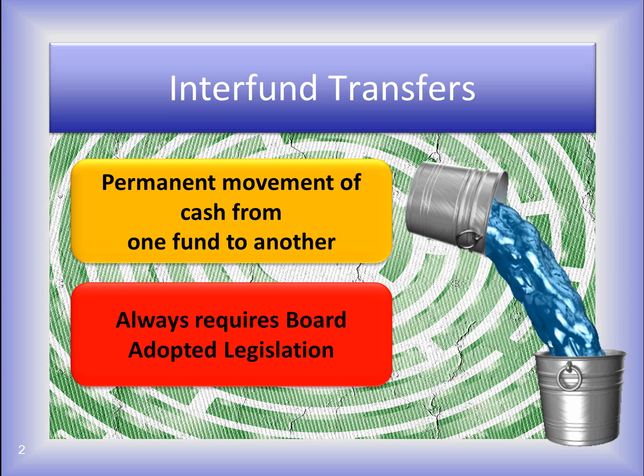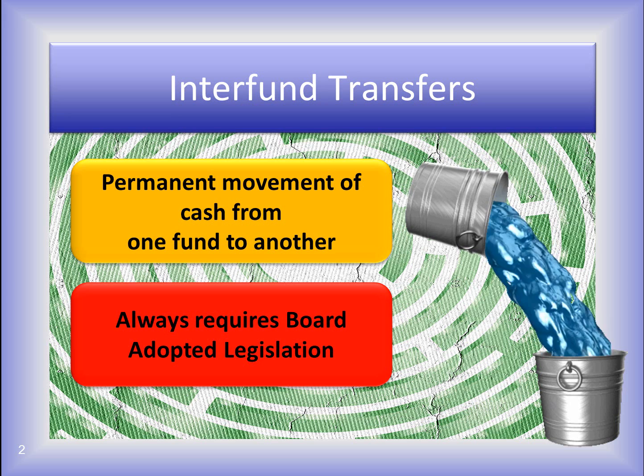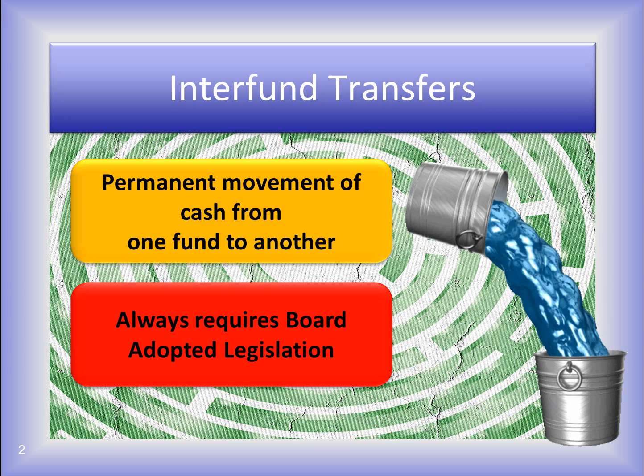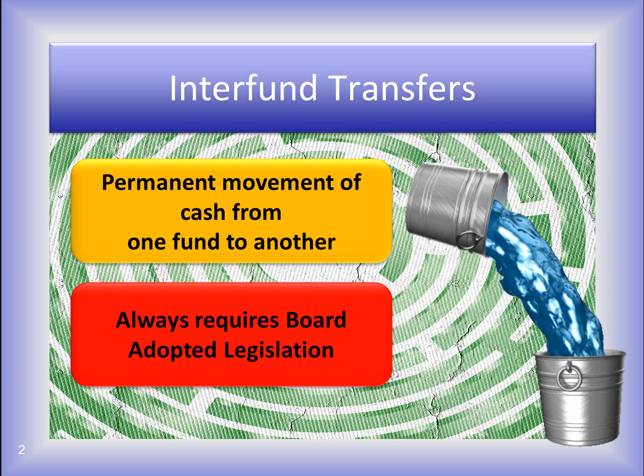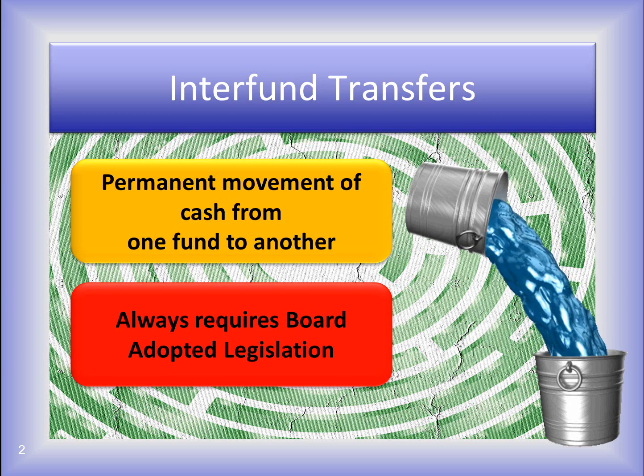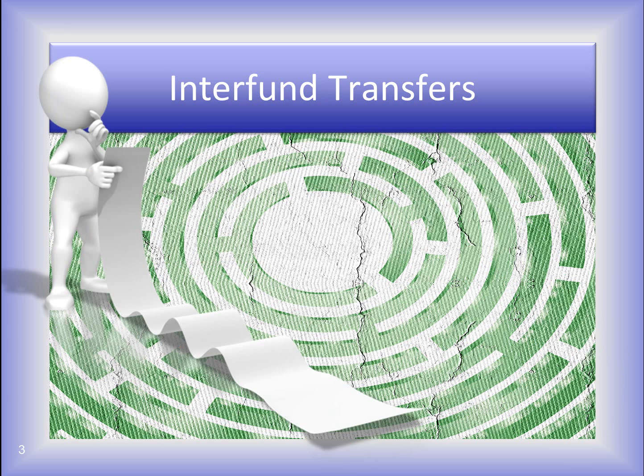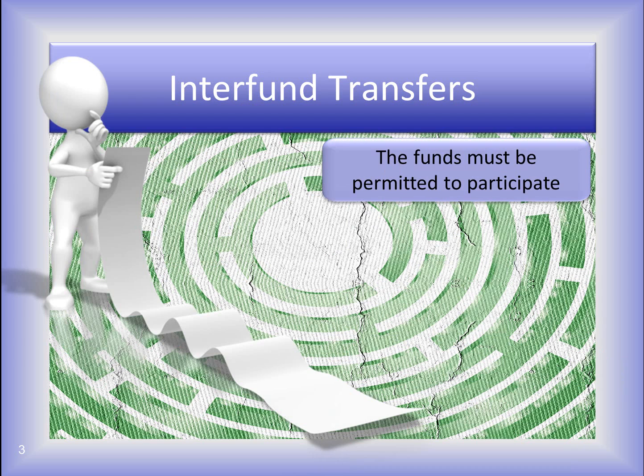The interfund transfers use the unencumbered appropriations from a transfer-out appropriation account from the sending fund and is received in a transfer-in revenue account in the receiving fund. The process involves cash and both budget components. To process an interfund transfer, you need the following items. The funds must be permitted to participate.